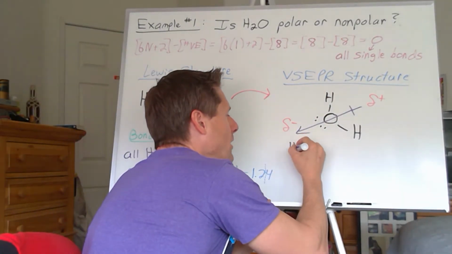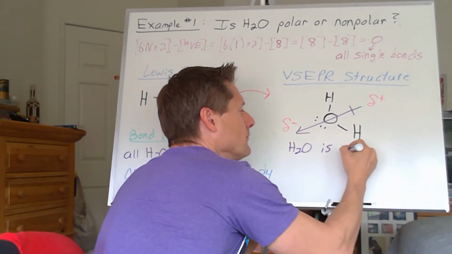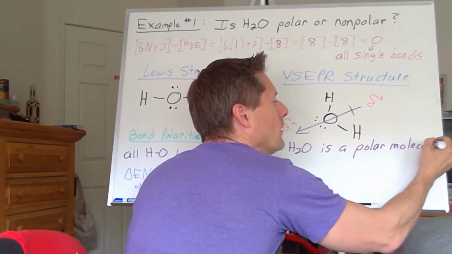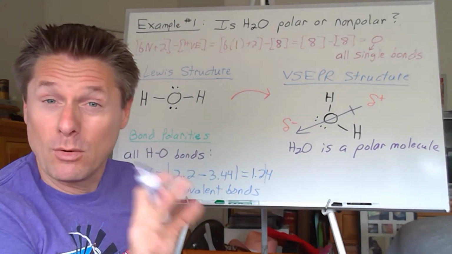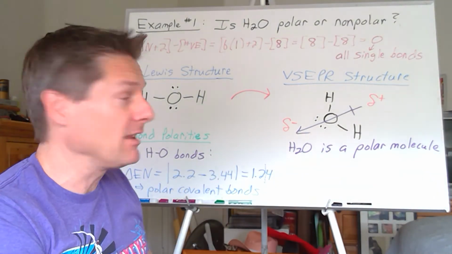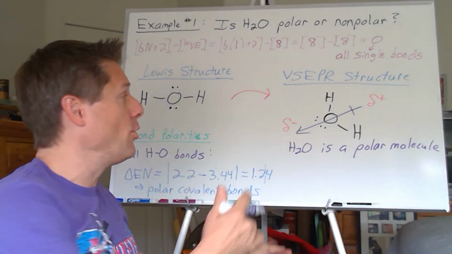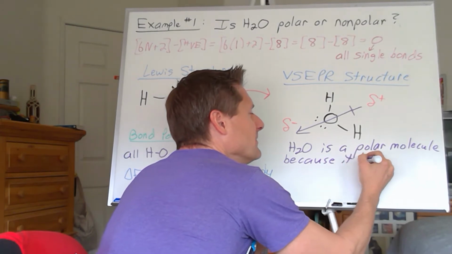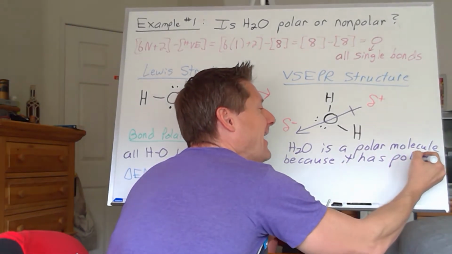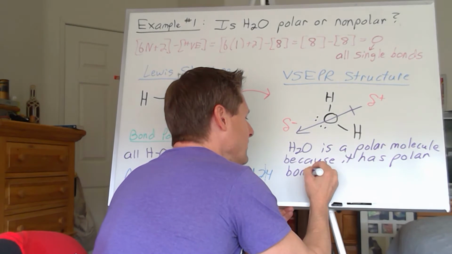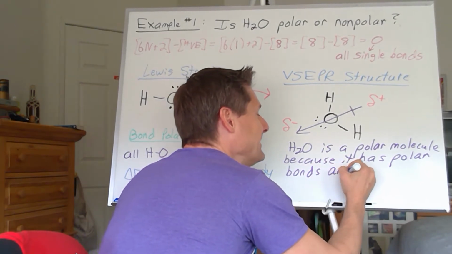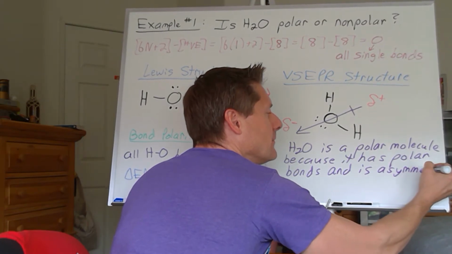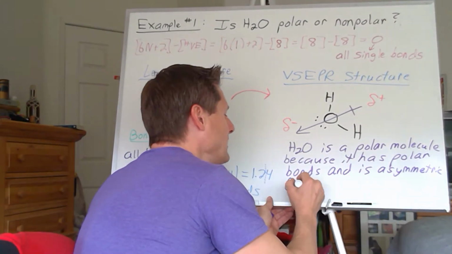So I would say water is a polar molecule. Remember, when you say polar or nonpolar, tell me, is it a polar bond or a polar molecule? It is a polar molecule, boom, because it has polar bonds. Remember requirement number 1, and is asymmetric. What does that mean? Bond dipoles don't cancel.